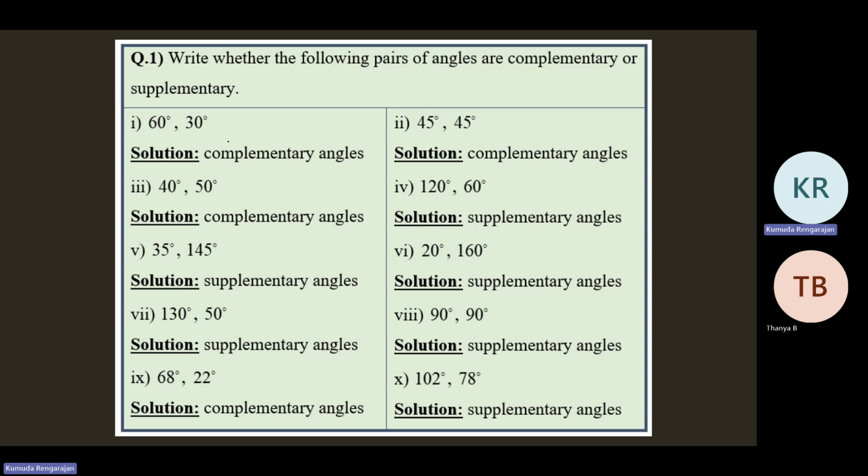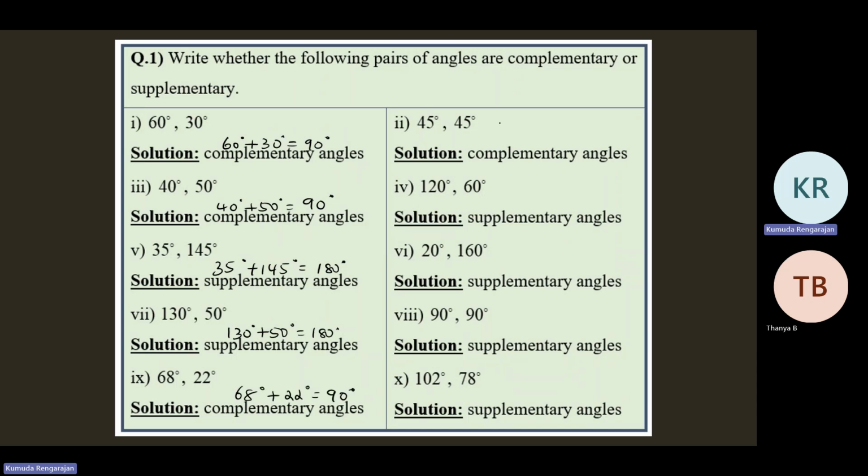So you must say here, 60 degrees plus 30 degrees is equal to 90 degrees, so complementary angles. 40 degrees plus 50 degrees is equal to 90 degrees, so complementary angles. 35 degrees plus 145 degrees is equal to 180 degrees, so supplementary angles. 130 degrees plus 50 degrees is equal to 180 degrees, so supplementary angles. 68 degrees plus 22 degrees is equal to 90 degrees.